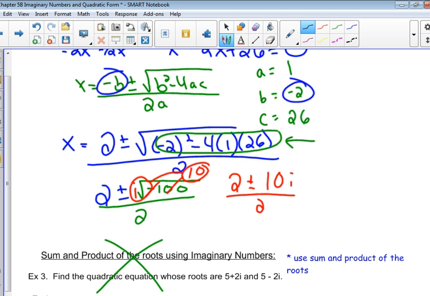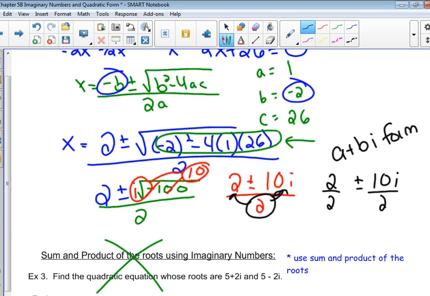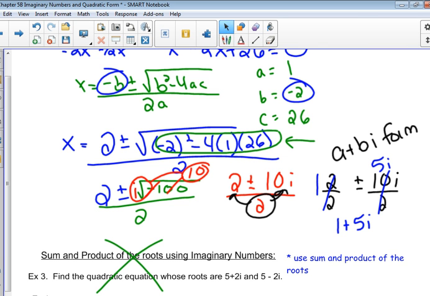Last step here is we want A plus BI form. So make sure we take our number and put it underneath both parts. So 2 over 2 plus or minus 10I over 2. What do we make 2 over 2 become? 1. Good. Make sure you don't make this a 0. Even though it cancels out, it's still something divided by itself, so we have to leave the 1 there. And this one's going to be a 5I. Perfect. So we got 1 plus 5I. Make sure it looks like that. So we have our real part, that's the A, and the imaginary, that's the B.